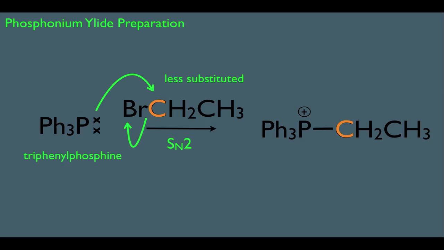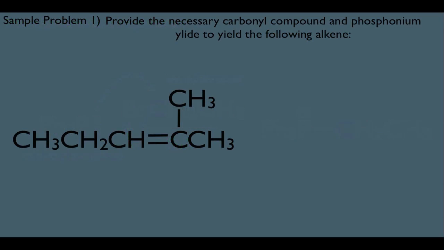So, to increase our yield in a Wittig reaction, we want the phosphorus ylide carbon to be as less substituted as possible. That means, going back to our example problem here, you would look at each carbon within the alkene and ask yourself which one is more accessible or less substituted.